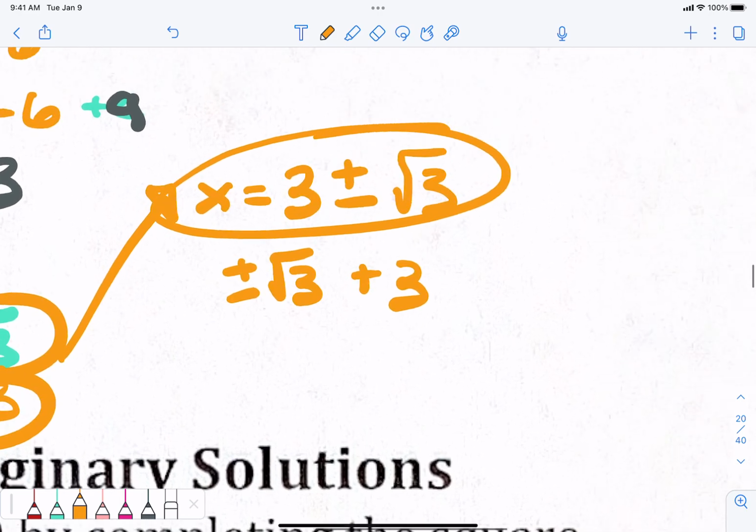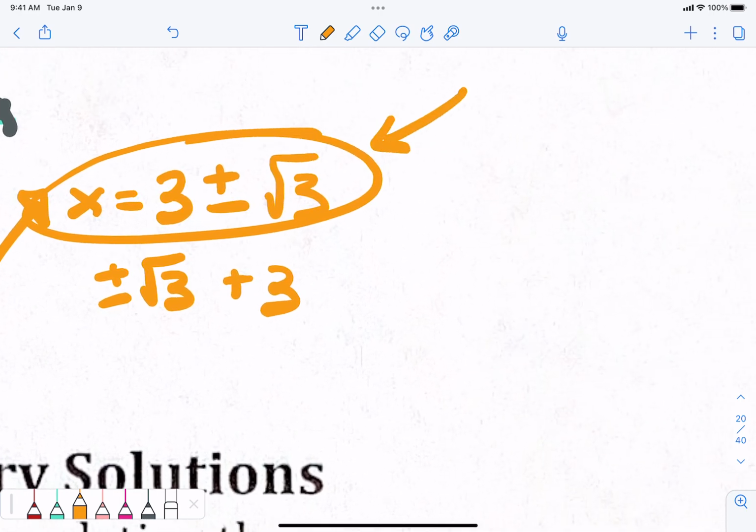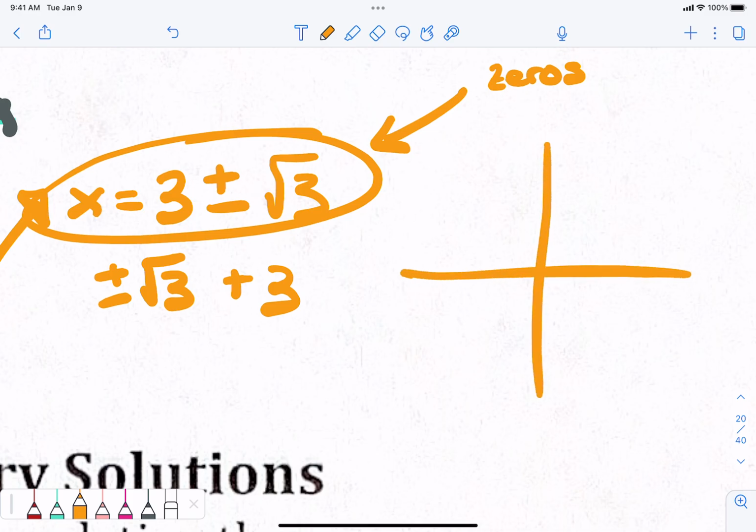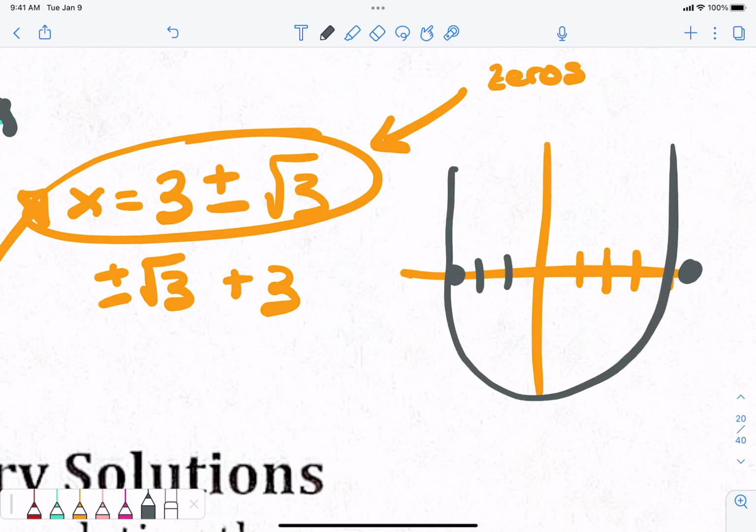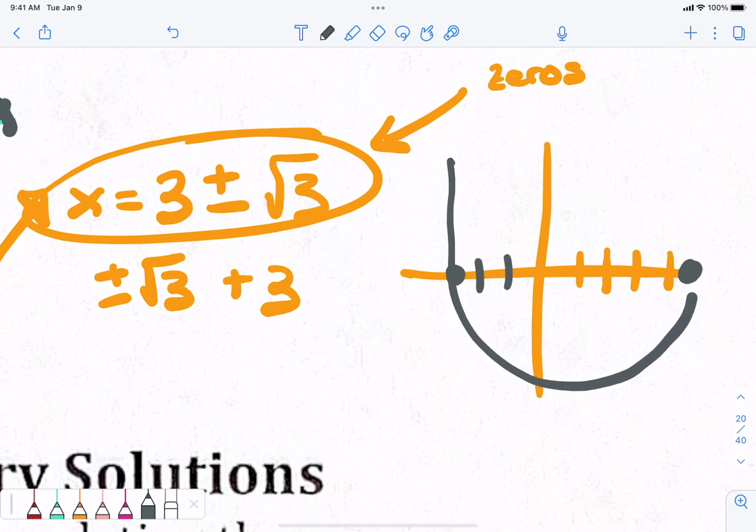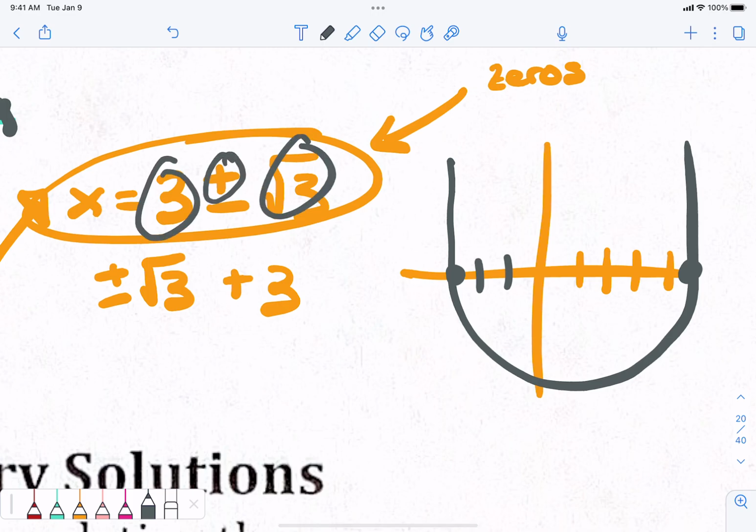Now, this still represents the zeros, but it's going to be decimals, not a full answer. I think 3 plus the square root of 3 is like 4 point something, so we're going to have a dot over here, and then this would be like 2 point something. It's still 2 zeros, but they're decimals. It's 3 plus the square root of 3 and 3 minus the square root of 3. Those are my decimals. Good? Not nice.